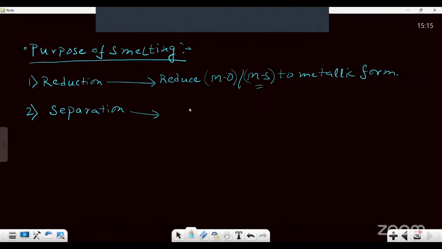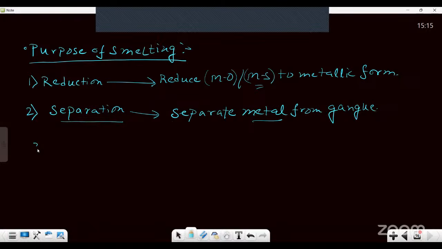Separation means separate metal from gangue. This is something very, very important for smelting. We are adding flux because of this only, so that the gangue goes into the slag phase and we get the metal.